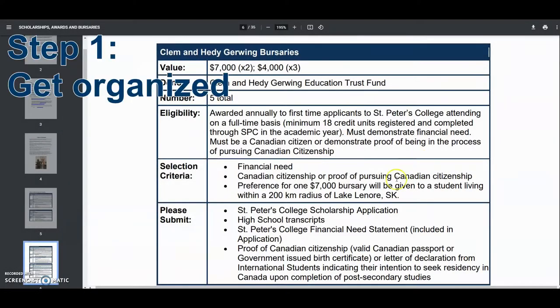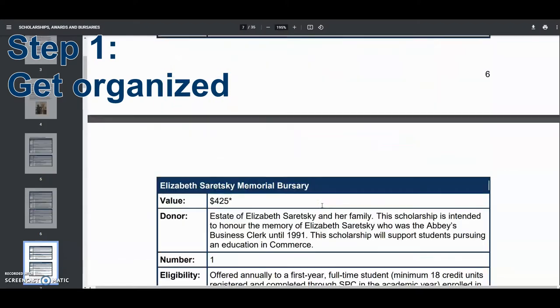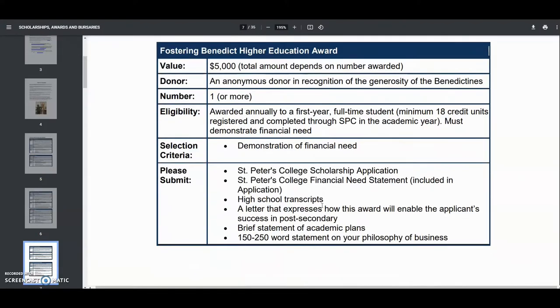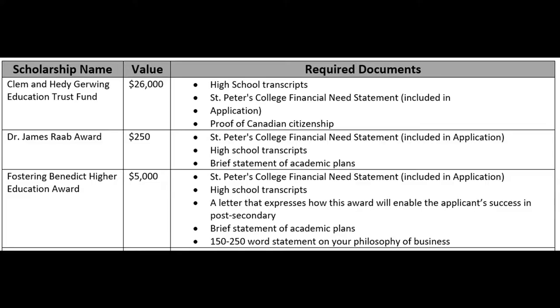The first thing you're going to need to do is get organized. So go through all the descriptions, figure out which ones you're interested in applying to, and start keeping yourself organized about what you need. As you can see, each scholarship has different requirements that you will need to keep track of and submit in order to be eligible for the award. We suggest keeping track by using some type of document or a piece of paper and making sure that you have everything written down that you need.